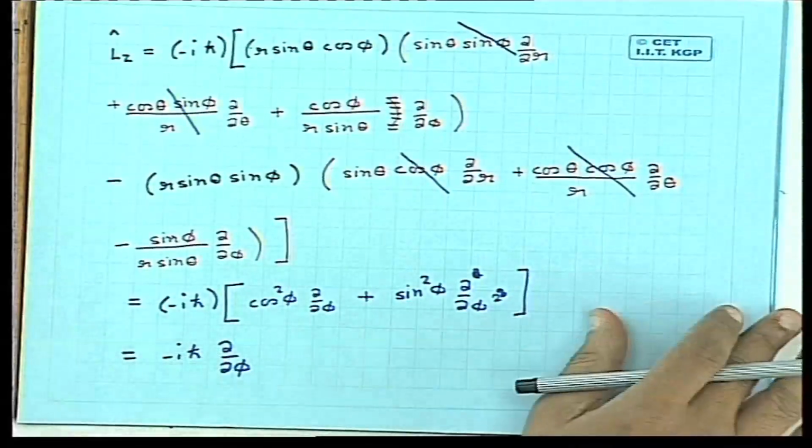Let me show you the final expressions for these. So, the final expressions I have got it here. So, these are the final expressions for the operators Lx, Ly and Lz in the spherical polar coordinate system. I have worked out one of them. I request you to work out the other two as exercises, Lx and Ly. They are a little more complicated, but the procedure is exactly the same. Just that at the end many terms will cancel out, that is all.